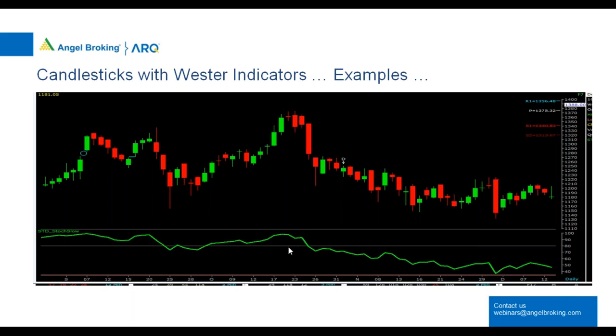So this is what I'm saying. You don't have to go by it. If you look at the charts yourself, you'll find many such instances. If you can work on these patterns along with some of the Western indicators which I've talked about, you can really excel and gain significantly.